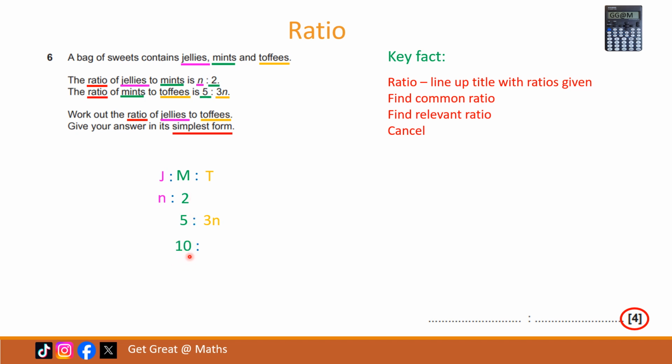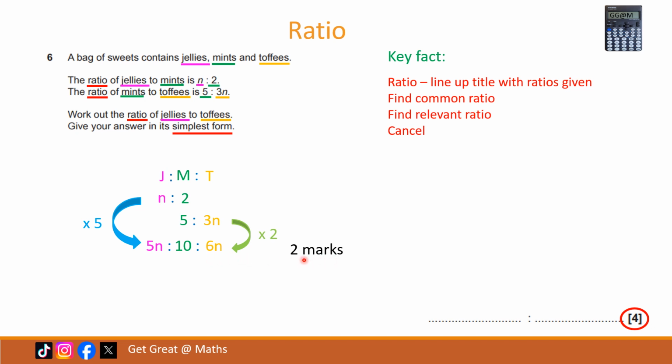Now, if I'm going from the top here, which is the n, and I'm going down to 10, I was looking at the 2 going to 10. To get from 2 to 10 I had to multiply by 5. So I've got to do exactly the same to the n. If I multiply n by 5, I get 5n here. On the other side, I'm going to take the 5 and go to the 10. I have to multiply by 2. So I've got to do the same to the toffees. I'm going to multiply 3n by 2, which will give me 6n.